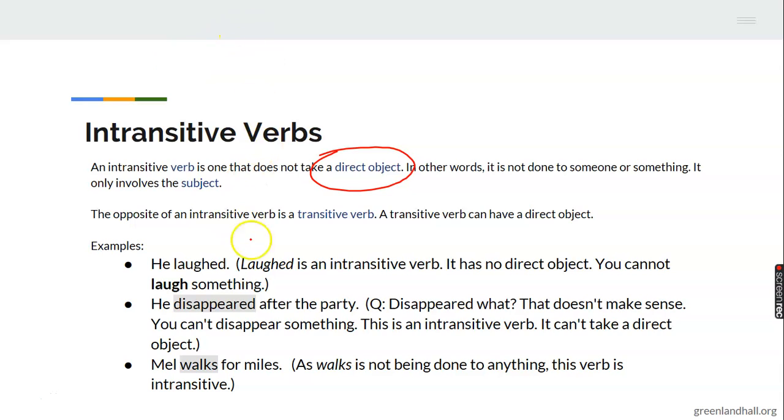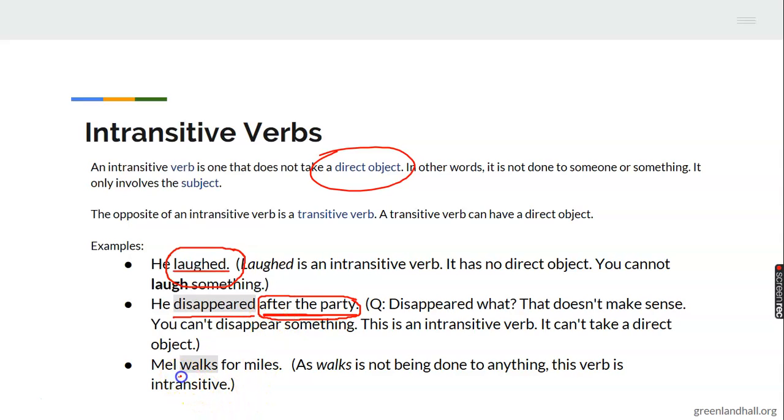Here now, he laughed. He laughed there has no object after it, no element. It's interesting because there's nothing you can laugh, like act on. The verb cannot act on anything. You can't laugh something. See it here. You can't laugh something. Then disappeared. This is not an object. This is an adverbial, adverb of time. Disappeared when? After the party. So this is not the object, this is just an adjunct.